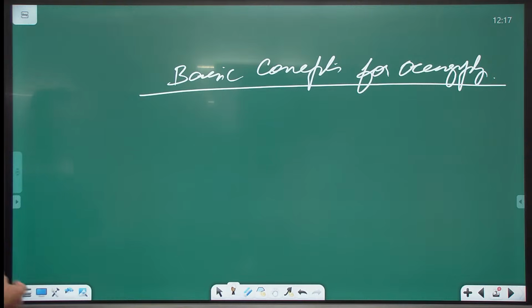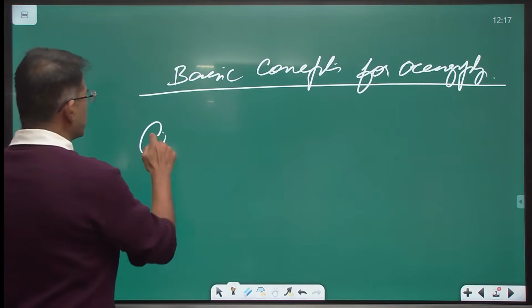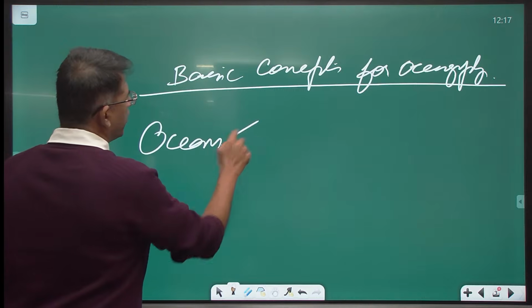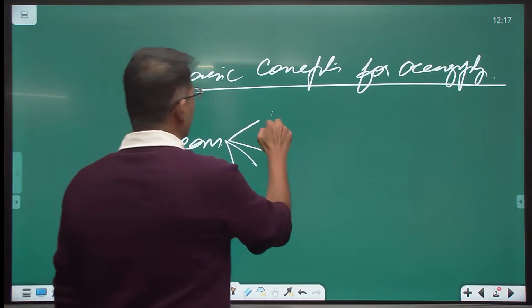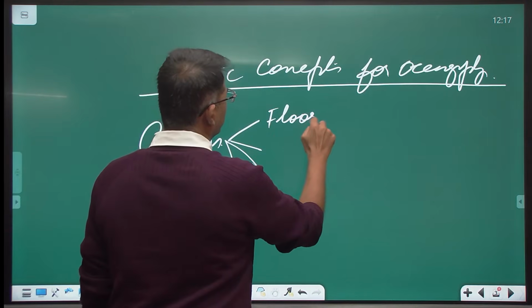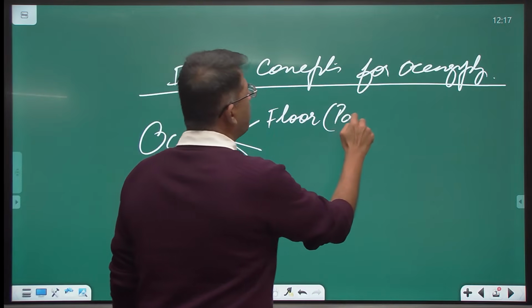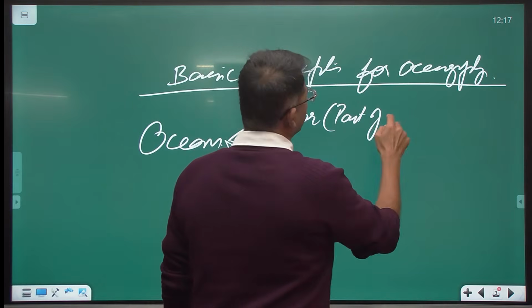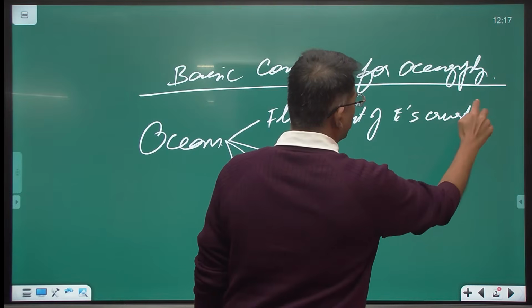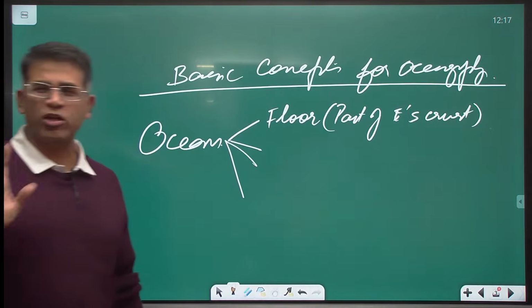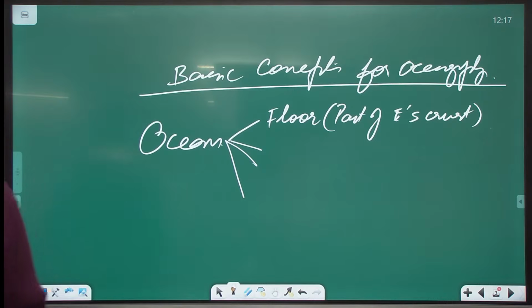Okay, now, when we say oceans, we mean four things. We mean the ocean floor, which is part of the Earth's crust. ये क्या है बता देंगे आपको. We're talking about ocean floor, जो rocks हैं, the landforms we have. Okay, so that's one.